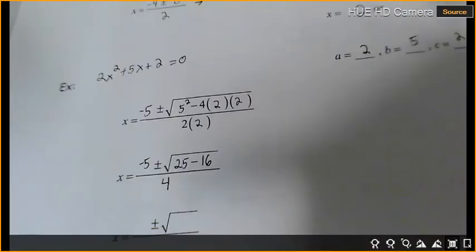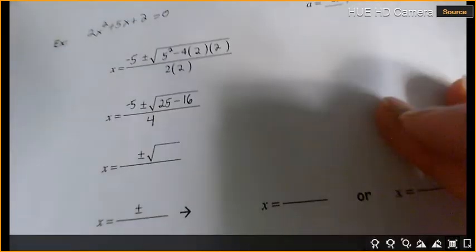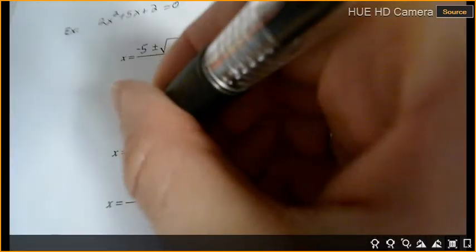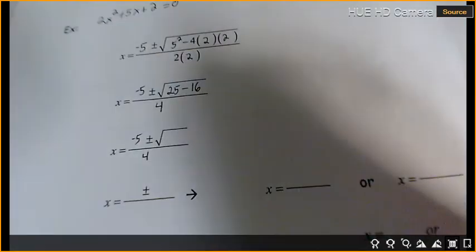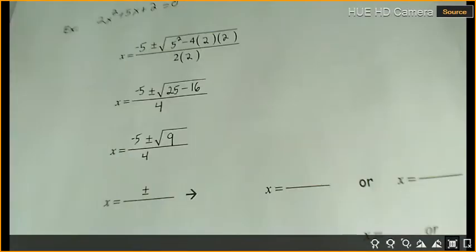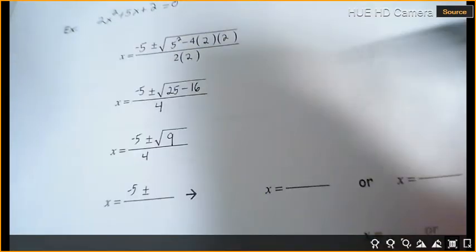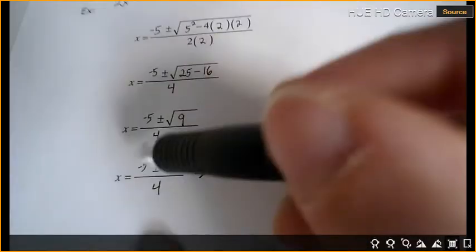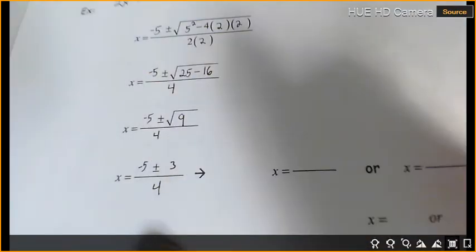Okay. Now our next step is just to subtract underneath the square root sign. What's 25 minus 16? 25 minus 16 is? 9. Okay. So we get negative 5 plus or minus, what's the square root of 9, guys? 3 over 4. Okay. So what's negative 5 plus 3?